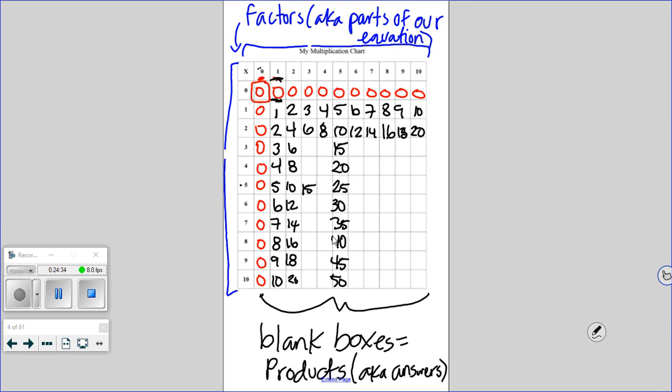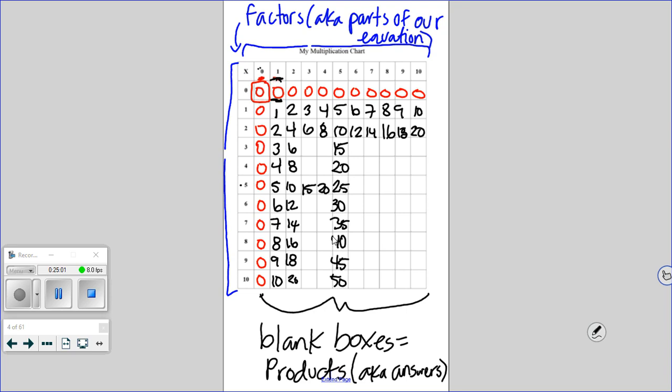What about 4 times 5? Billy? 4 times 5? 20. Good. What about 5 times 5? Hey! We already have something written there. How does that happen? How do we have that number already filled out?